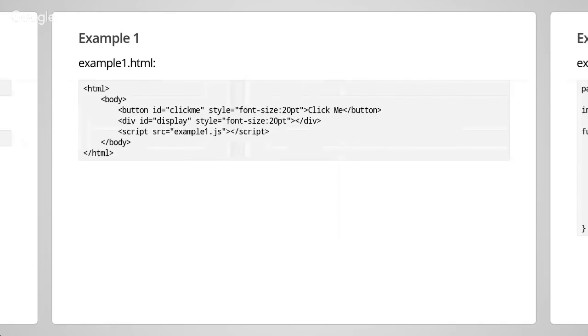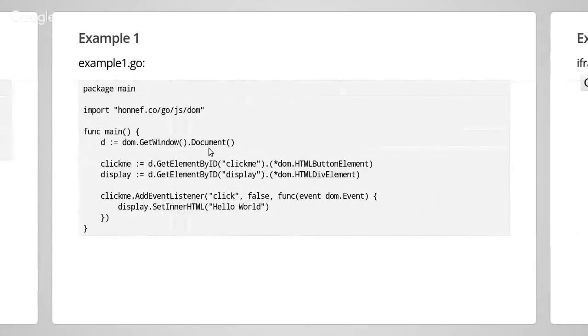I have here an HTML page with a button, a display, and JavaScript source. This example1.js will be the transpiled output of my Go program. And I will run it like this in the browser. Let's look at some very simple Go code. We will use a library to interact with the DOM. We will get the document. We will get the click me and display by getElementById.